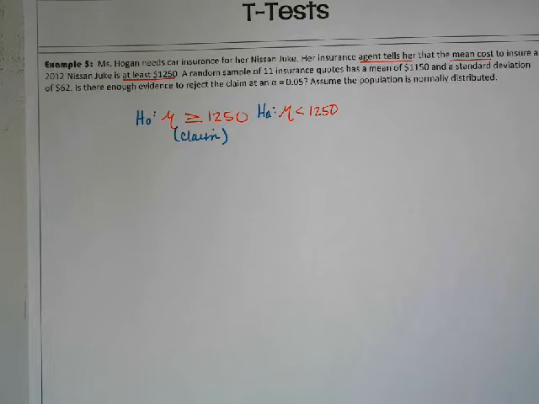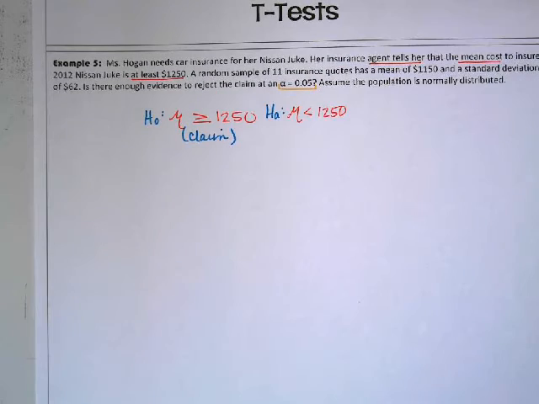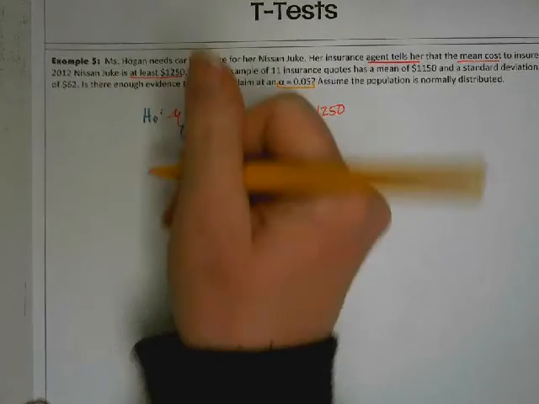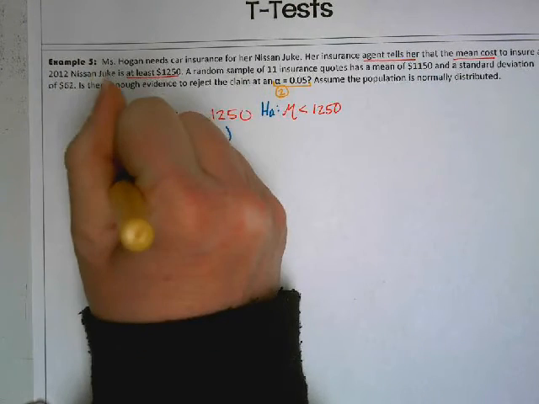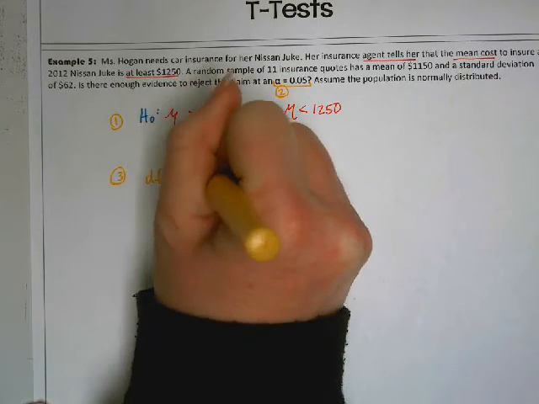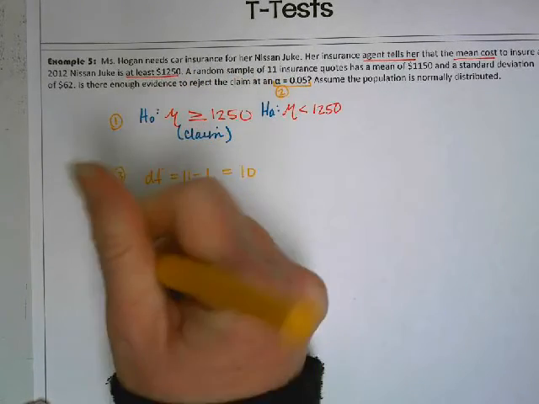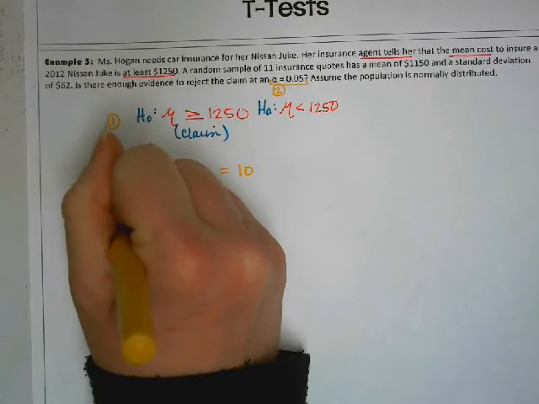All right, next, identify the level of significance. Well, they've already done that. That's pretty easy. It's right here. Then I need to calculate degrees of freedom. This was step 1, that's step 2. Step 3, degrees of freedom: 11 minus 1, so 10. Step 4, find the critical values.